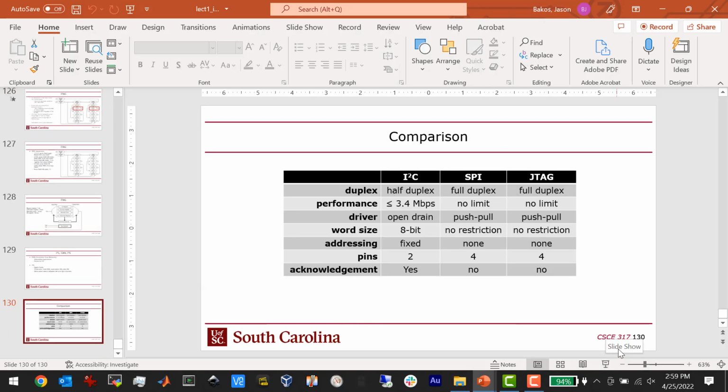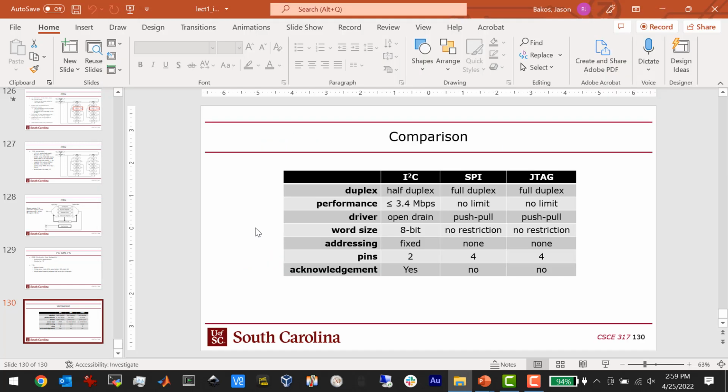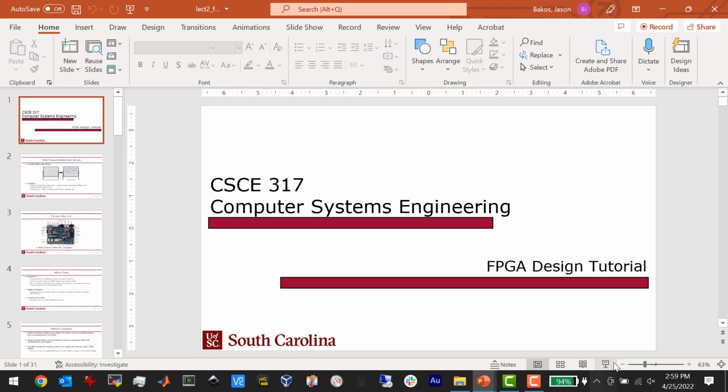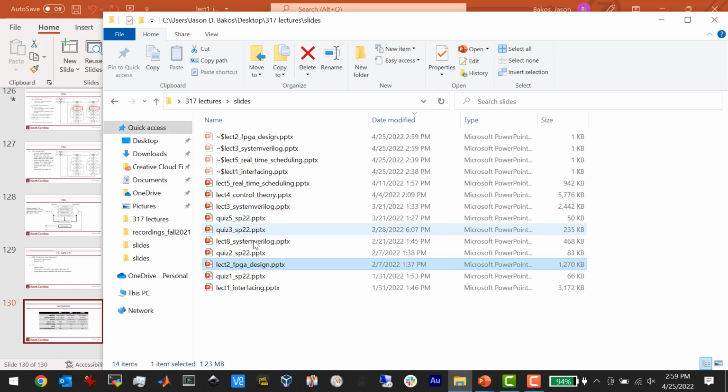Any questions? All right. Let's jump to the next topic here, which was, what did we cover next? System Verilog. Yeah, I guess System Verilog was next. Oh, FPGA design actually too. So this was just a tutorial actually for the labs. Yeah, then we switched to System Verilog.